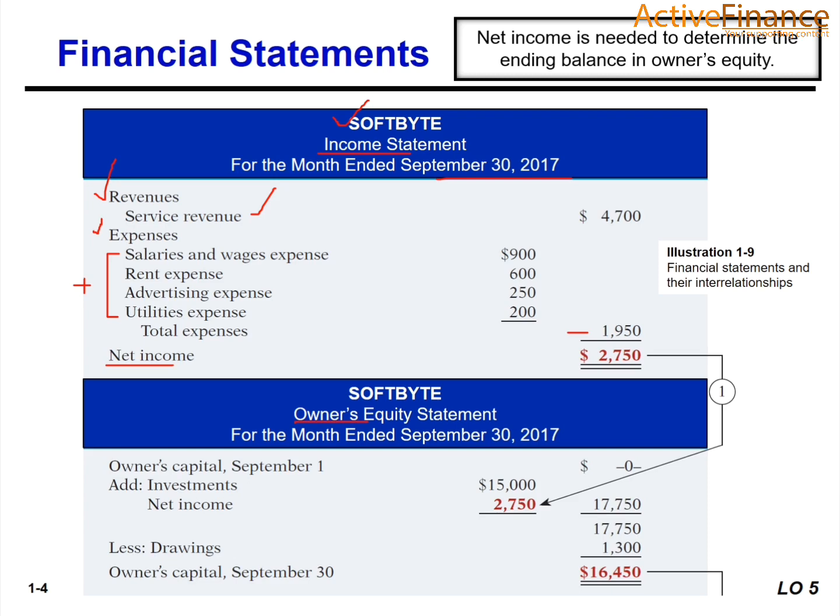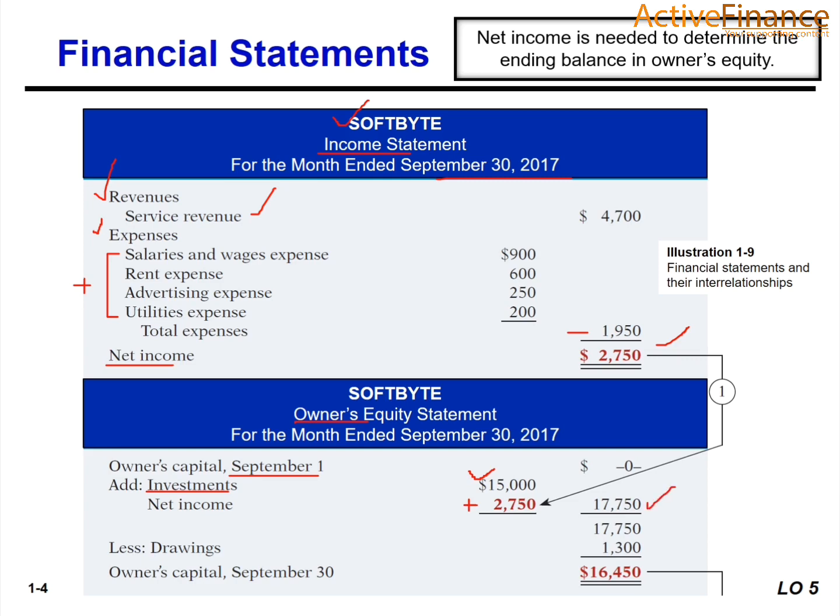So here we will find out the changes in owner's equity. Owner's capital on 1st September was the investment of $15,000, which was already mentioned in the previous demonstration problems of the accounting equation, which the SoftBite company invested. And this is the profit which the company has generated at the end of the month. So we will add this item to the invested capital to find out the change in capital.